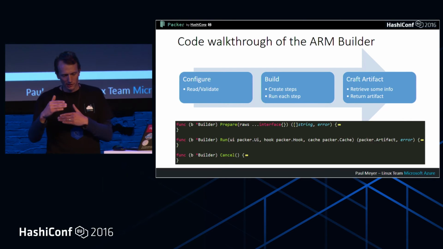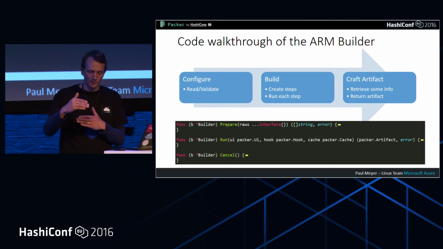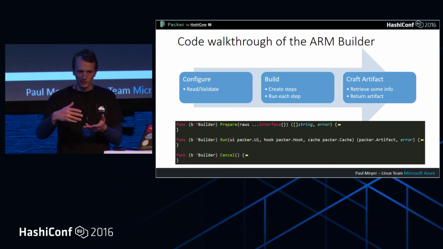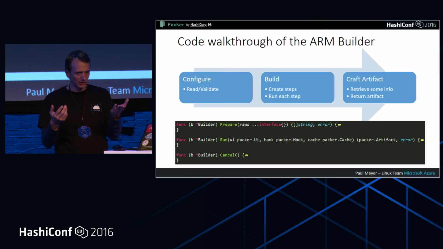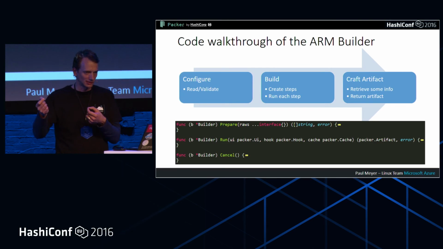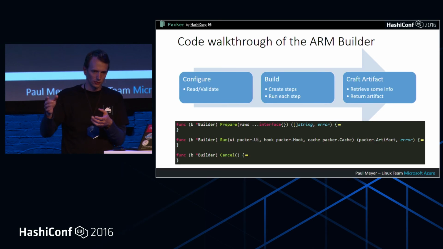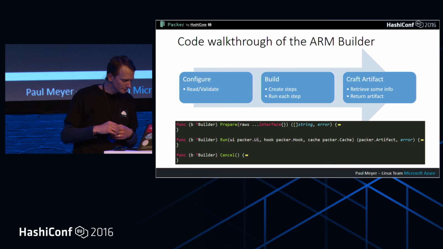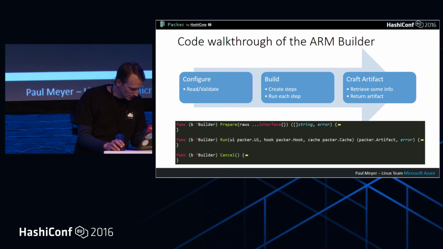And then when it's done running those steps, you basically craft an artifact. So in our case, we already have two pieces of information. Then we craft those SAS, those shared access signature URLs as well. So we do that at the end. And that's basically it. It's pretty simple, right? So let's take a look at what that would look like in code.